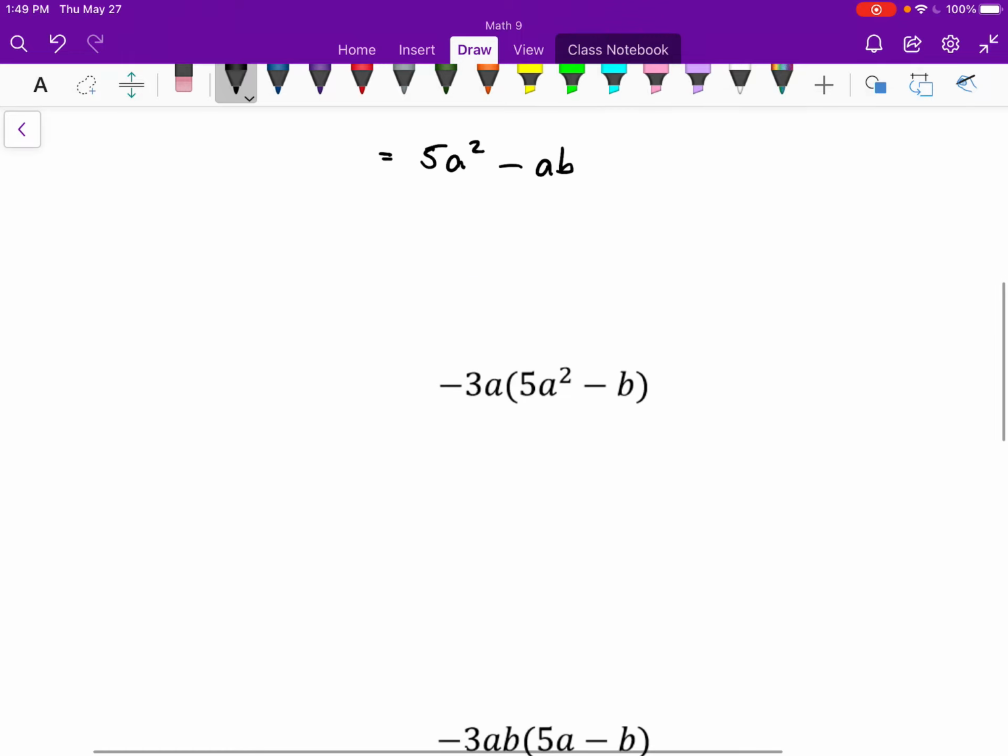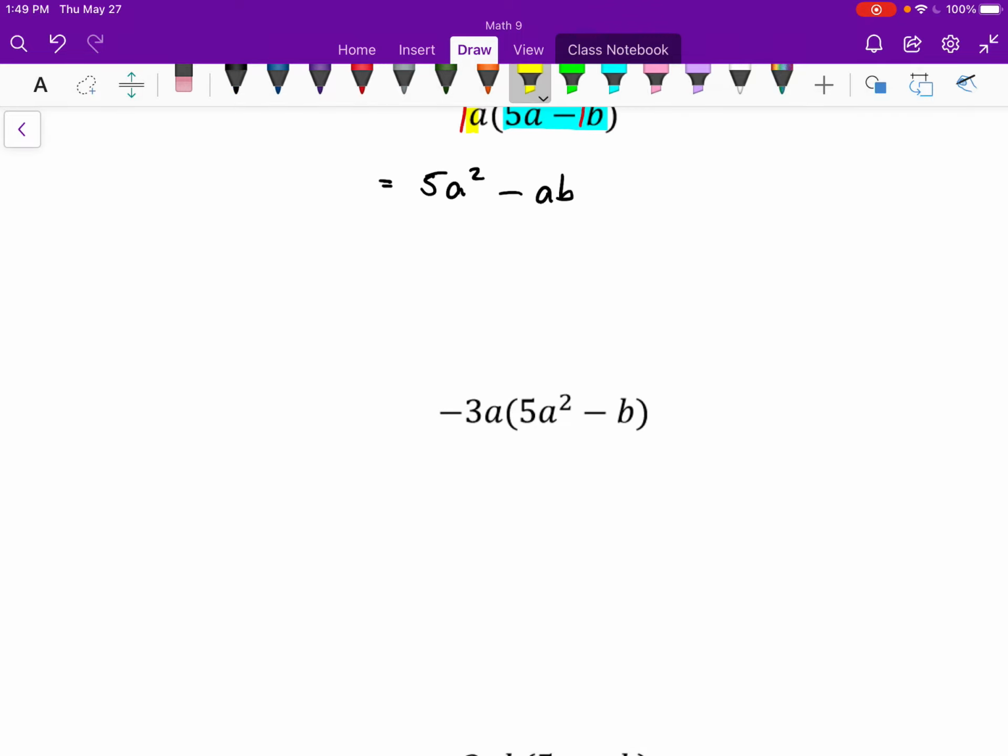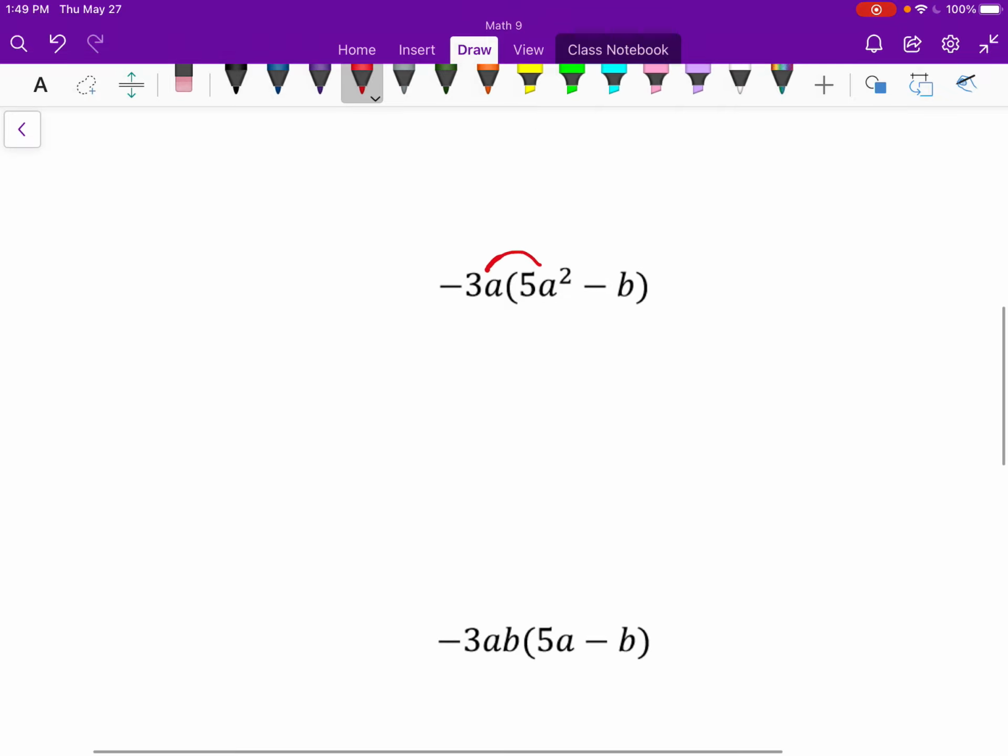All right, so looking at this second example here. Here's my monomial. Here's my binomial. Well, what's the type of polynomial? But who cares about the words? It's negative 3a times 5a squared minus b. So 2 steps. First this, negative 3a times 5a squared.